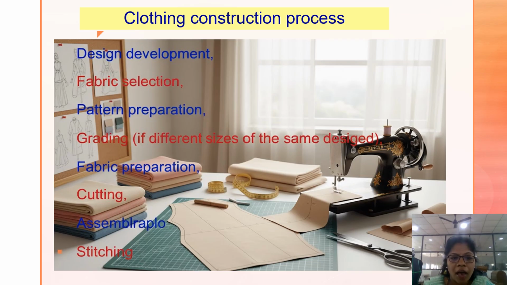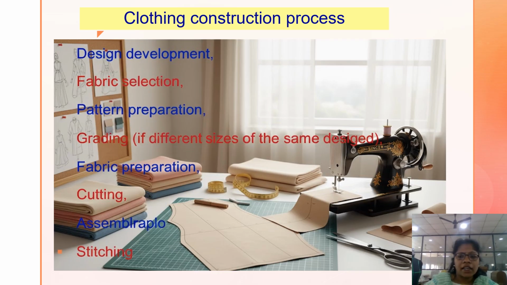After that, once our pattern is ready, we move on to fabric preparation. Before cutting, the fabric needs to be prepared; it needs to be washed and ironed. Especially in the case of cottons, it needs to be pre-shrunk before cutting. Only if we follow the fabric preparation step can we get accurate, stable and smooth fabric construction. The next one is the cutting process.